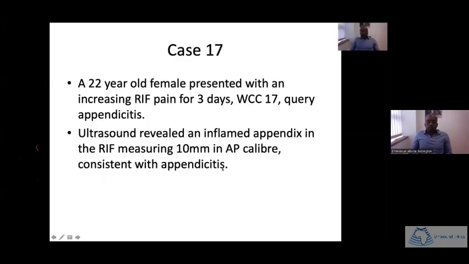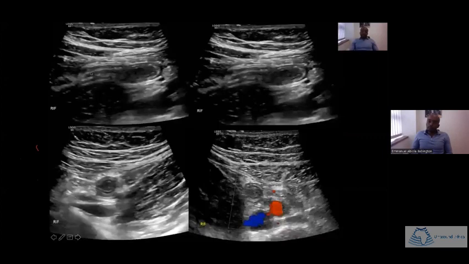Okay, case 17. This is a 22-year-old female who presented with increasing right iliac fossa pain for 3 days. The WCC was 17, and the doctor was querying appendicitis. Ultrasound showed an inflamed appendix in the right iliac fossa measuring 10 millimeters in AP caliber, consistent with appendicitis.